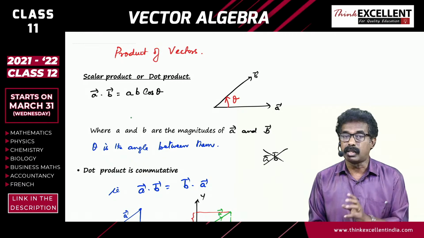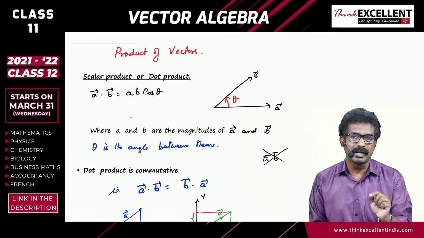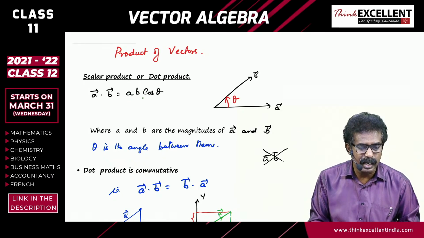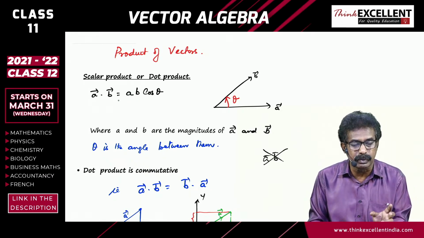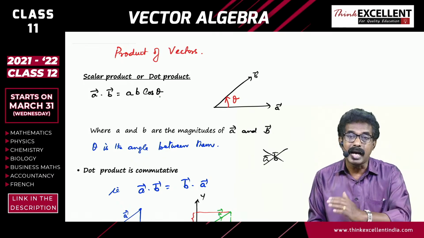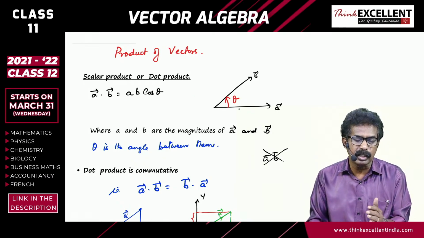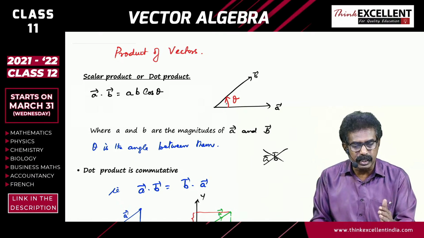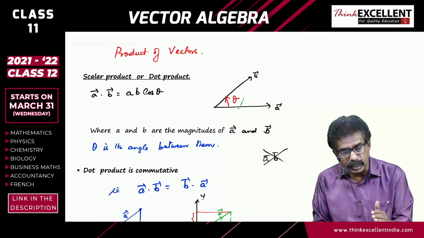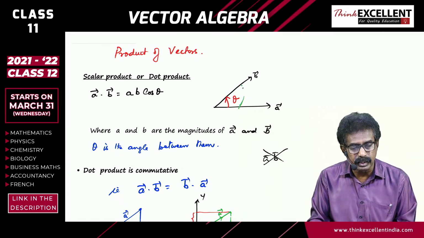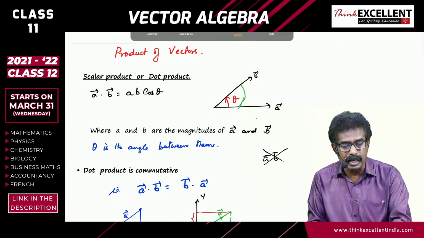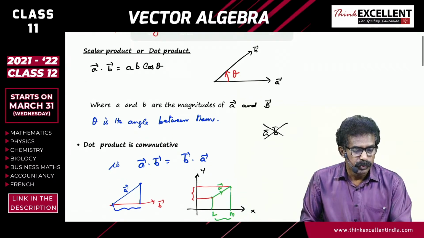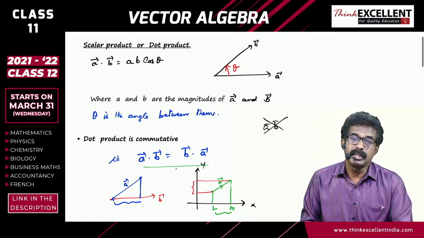Scalar product or dot product. First, what you need to study is the definition of a dot b: a dot b equals ab cos theta, where a and b are the magnitudes of vector a and vector b, and theta is the angle between them. Angle should always be measured in the anti-clockwise direction. So if the angle between a and b is theta, the angle between b and a is in the other direction, so we say it is minus theta. Remember that dot product is commutative.